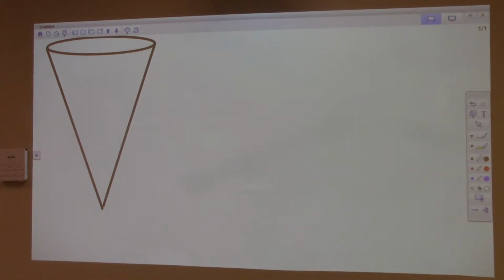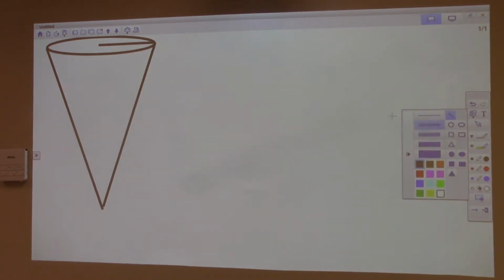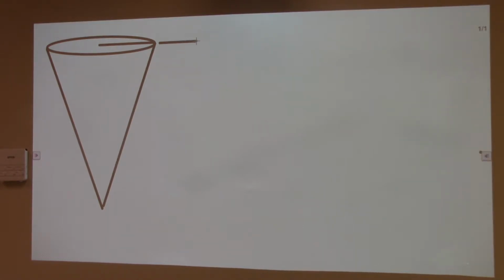3 centimeters, correct? Is that what I told y'all? 3 centimeters is the radius? I'll fill that in just a minute. And the height is 8 centimeters.